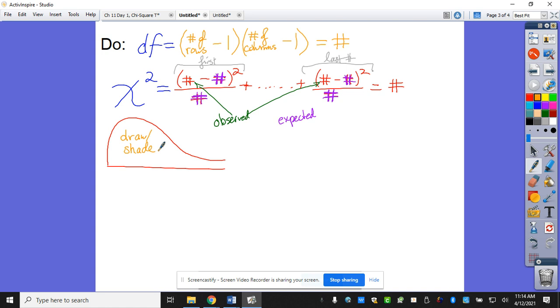Once I draw it, shade it, find it, I find my what? It's like a Z or a T. I look it up in the chart, or I look it up in my calculator, and I find my P-value, my area. So this process is the exact same. I compare that to my what? And I decide if it is less than or not less than. So all of that is still the exact same.